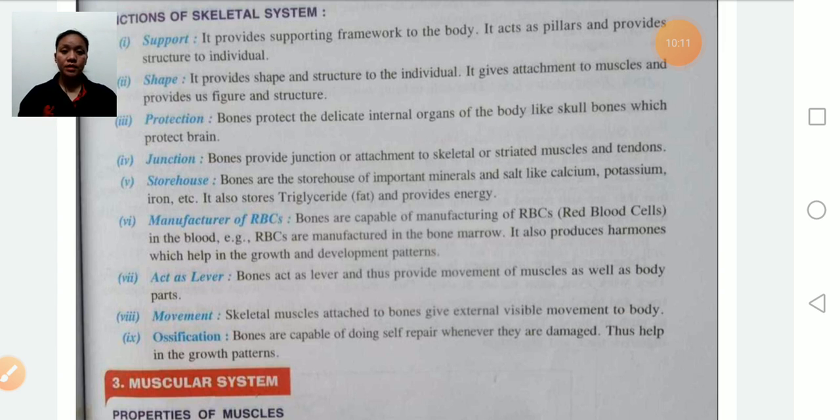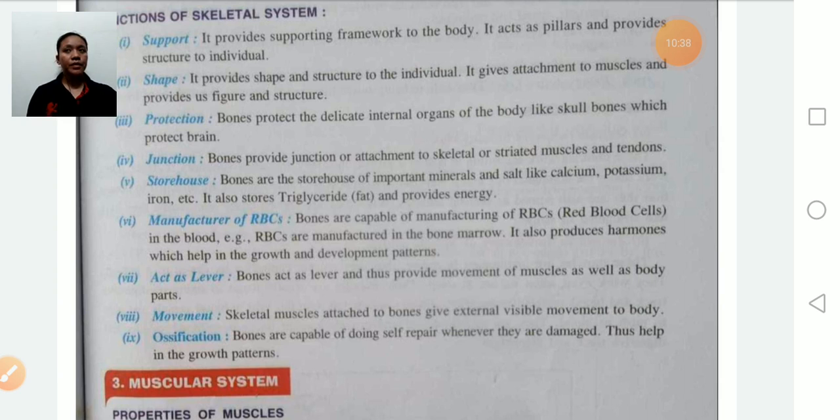Manufacturing of red blood cells. Bones are capable of manufacturing the red blood cells in the blood. Bones manufacture the red blood cells. Example: the red blood cells are manufactured in the bone marrow. It provides hormones which help in growth and development patterns.